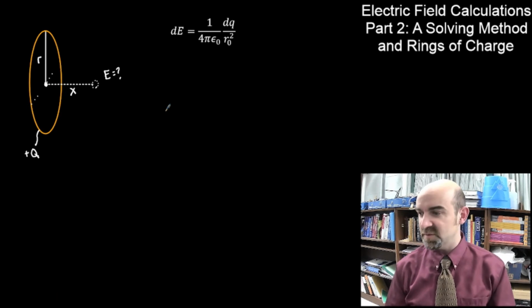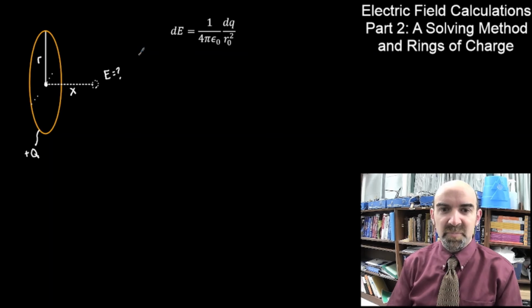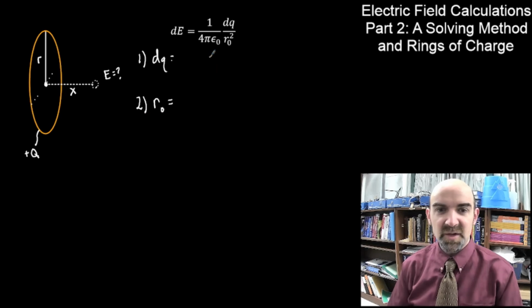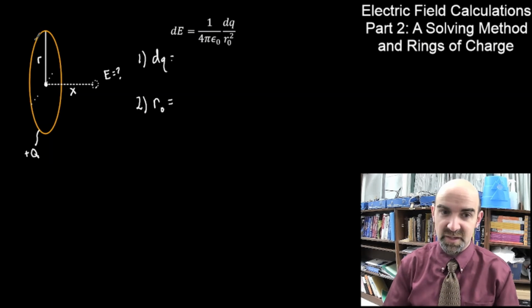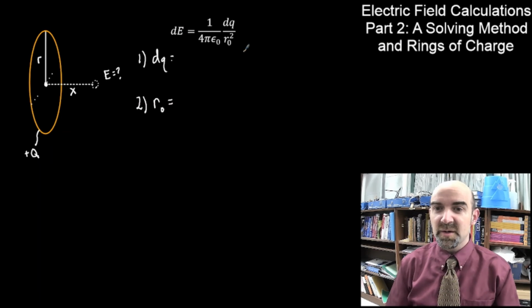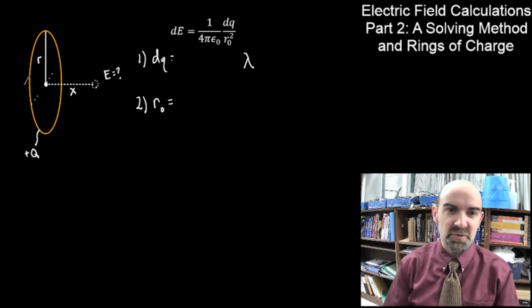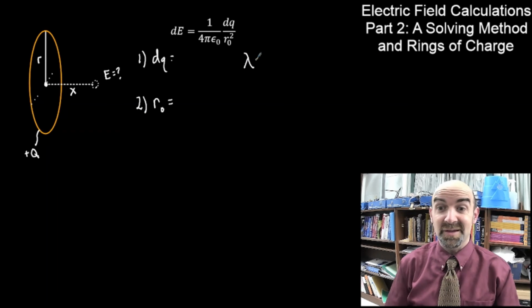I'm also going to start this by working through the method. So what is dq going to be? What is r naught going to be? Okay, so let's figure out what these are going to be in this case. All right, dq in this case, we have again a ring, but this is not a half ring; it's a full ring. It'll still start similarly. You can take the total charge q distributed over its length and come up with a lambda.